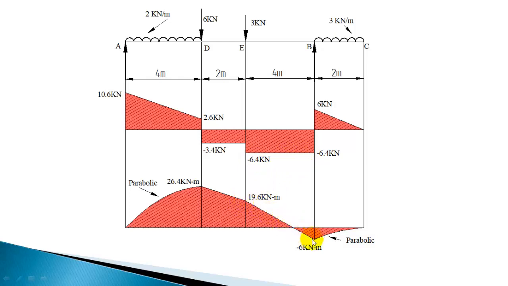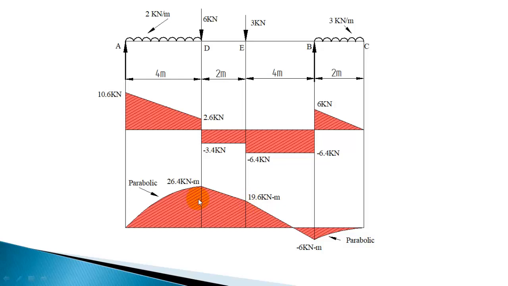So this linear variation is from 19.6 to minus 6 at B. From minus 6 it goes to 0, and the variation is parabolic. This is a bending moment diagram showing the variation of bending moment along the length of the beam. Now we obtained the shear force diagram and bending moment diagram.